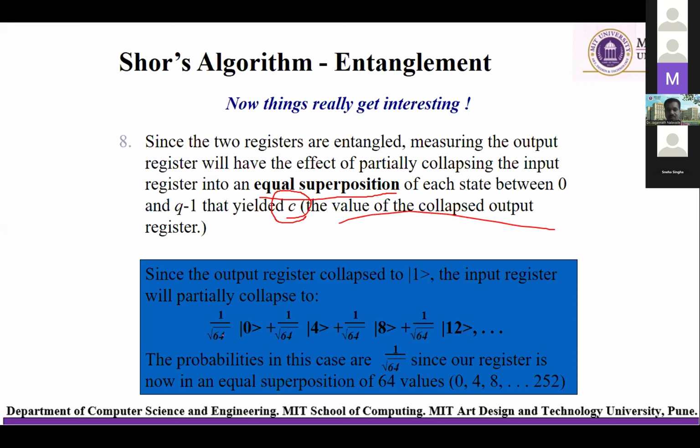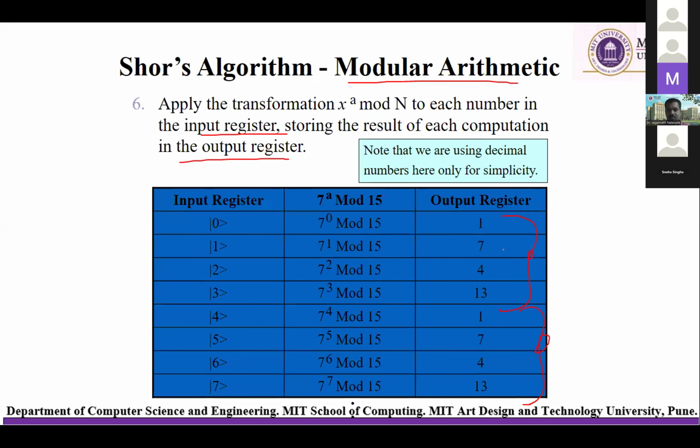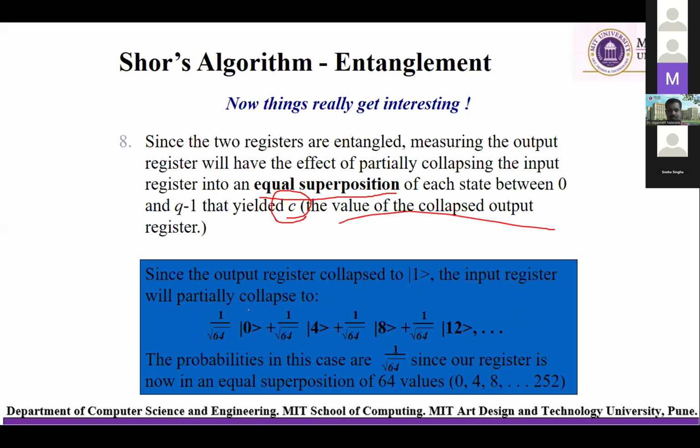Why have we considered this? We have considered the periodicity as 4, because we get the same output after 4 values: 1, 7, 4 and 13. After these 4 values, again we get the same values 1, 7, 4 and 13. Because of that, we considered Q as 256, and 256 by 4 is 64. So 1 by 64, ket 0, 1 by 64, ket 4, 1 by 64, ket 8.